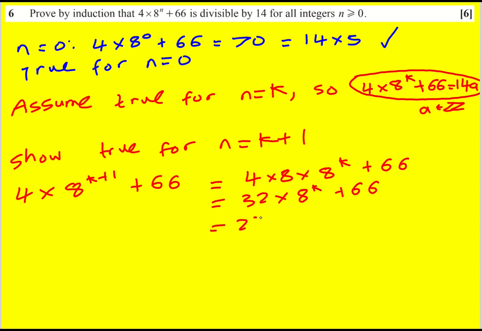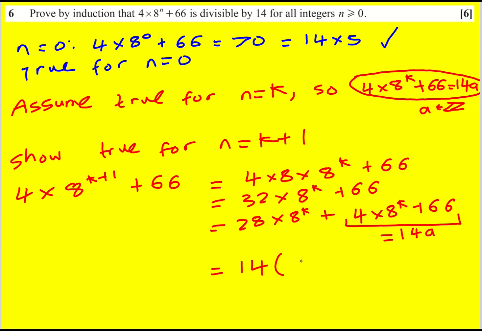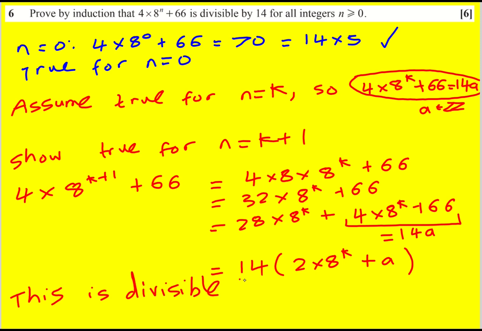So I can just take 28 of them and then add that separately onto the 4 lots of 8 to the k plus 66. I'm separating it, and now this here is my 14a. And I've got a common factor of 14. That's what I wanted. So it's 14 lots of 2 times 8 to the k plus a. This is divisible by 14. And we're basically there.